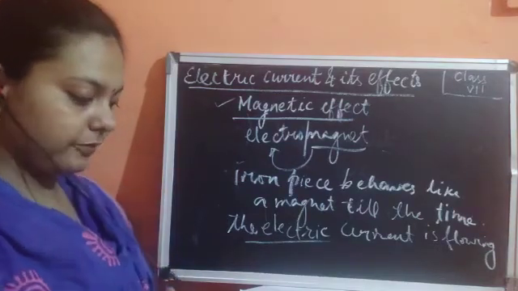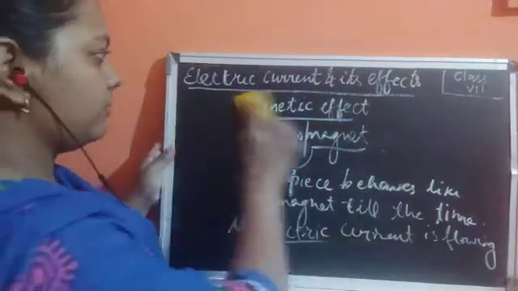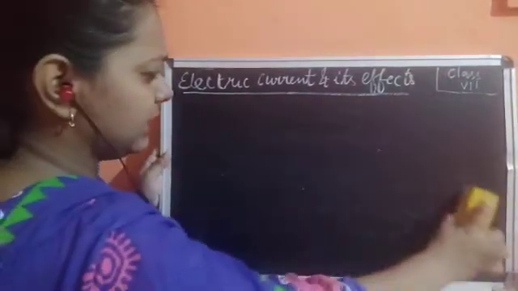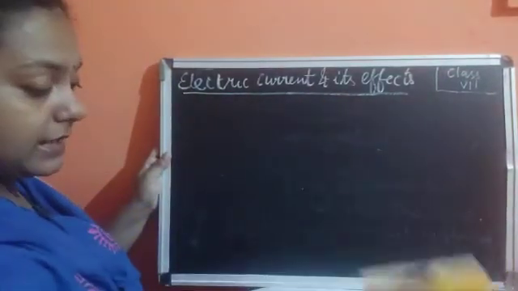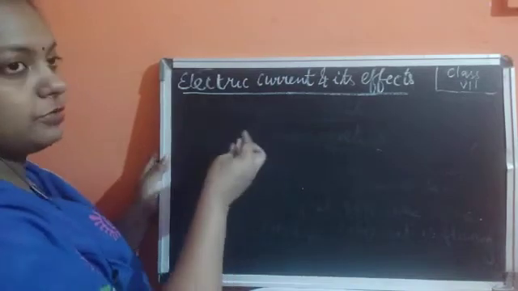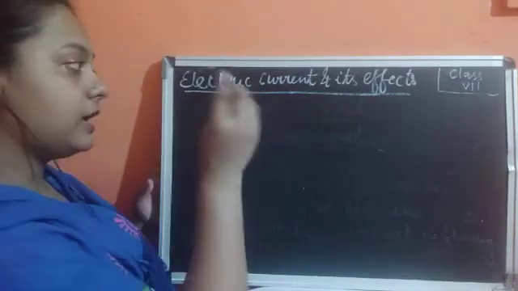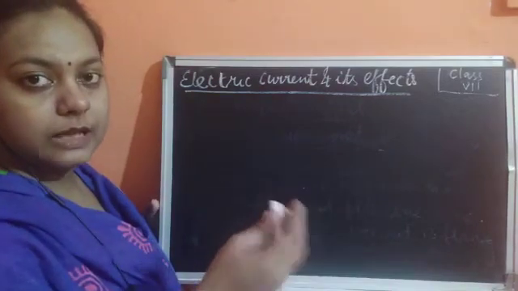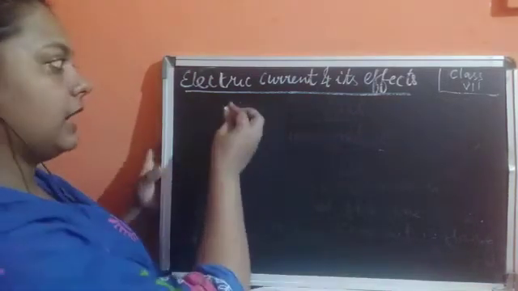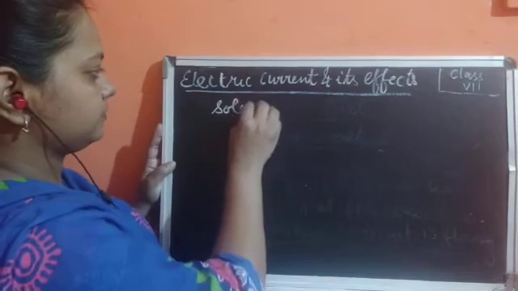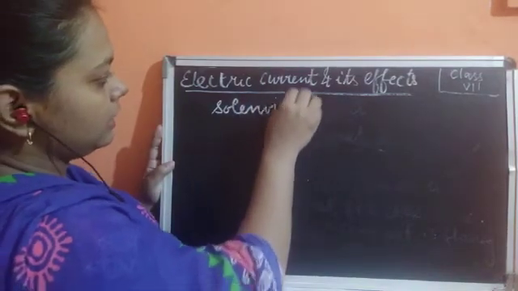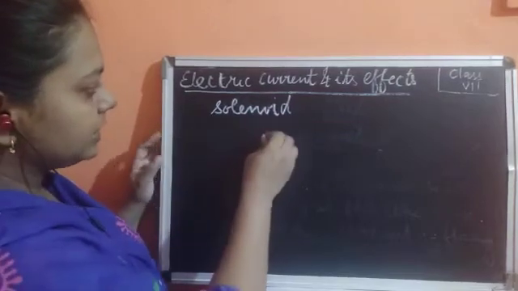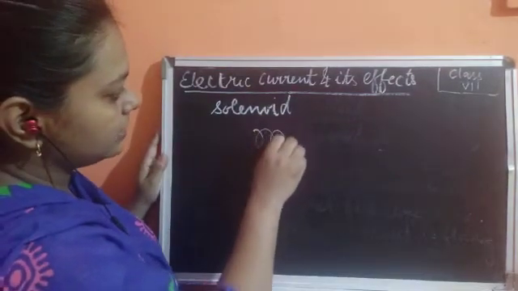Now how is this electromagnet produced? How do we make these electromagnets, and how is this magnetic effect utilized? For that, you need to understand the structure of an instrument known as the solenoid. Now what is a solenoid? A solenoid is a coiled structure.